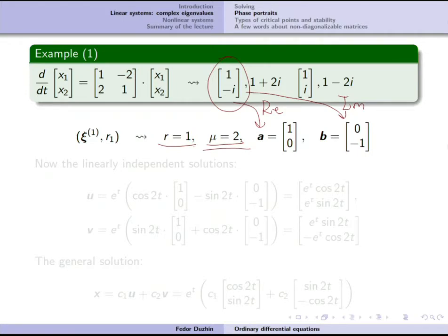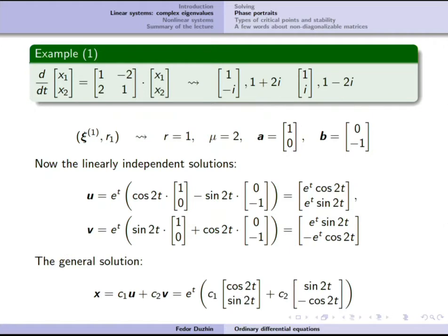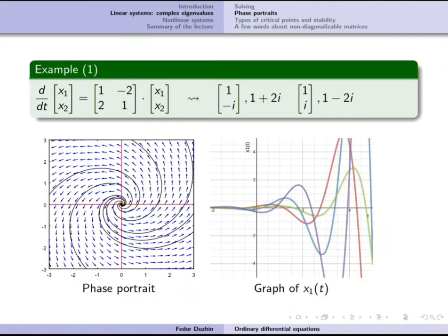And now we just substitute all these numbers into the formula that we produced in the previous slide, and here is what we got. So here is the general solution, and of course, by varying the values of C1 and C2, you can try to find a few particular trajectories, but basically here is how it looks. So we do have spirals that go away from the origin.